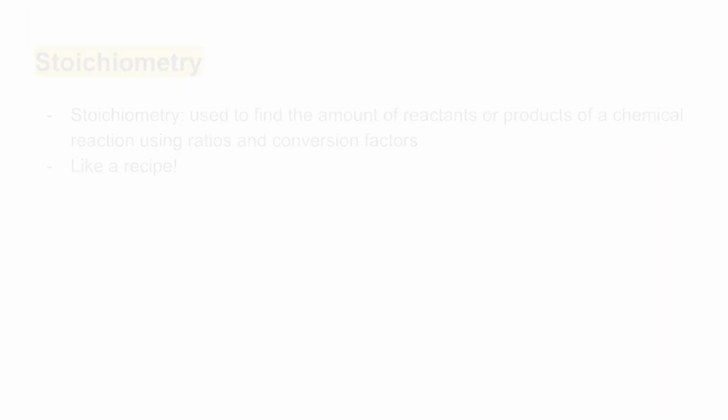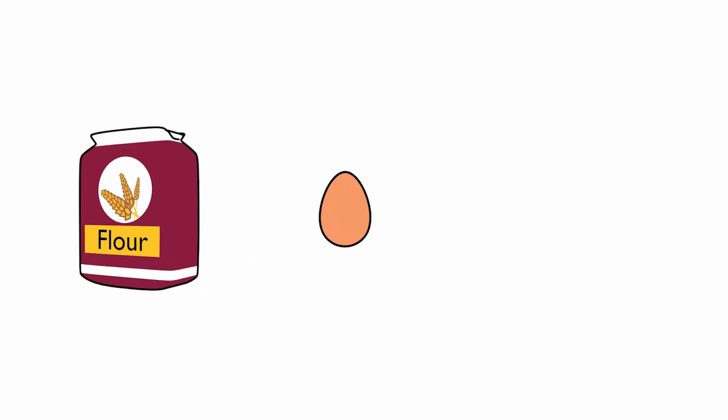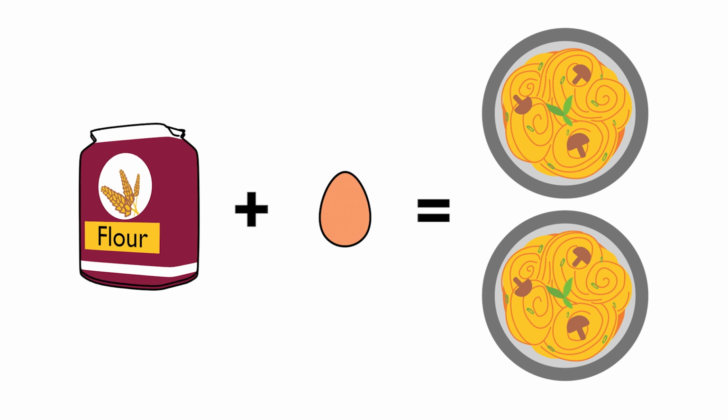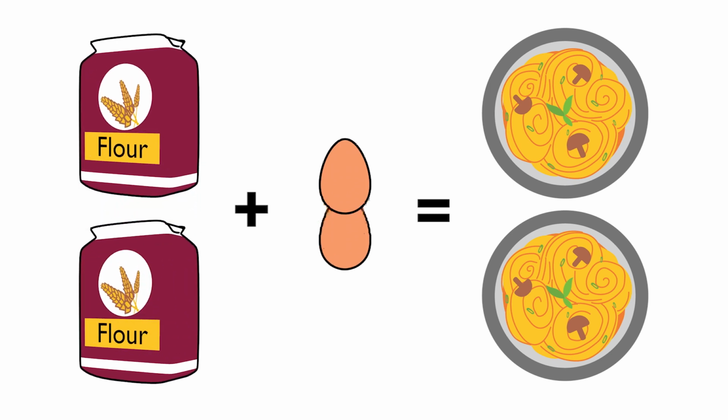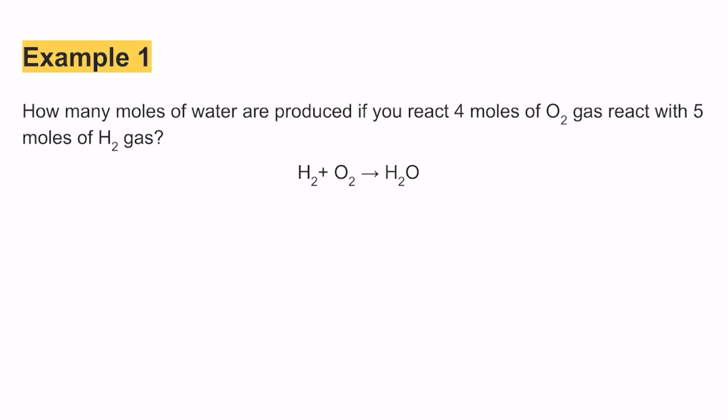For example, if my chemical equation was actually a recipe where I'm using 1 cup of flour and 1 egg to make 1 serving of pasta, I could adjust that recipe to make a different amount of servings. Say I wanted to make 2 servings of pasta. I could then use 2 cups of flour and 2 eggs instead. We do this all by using ratios and following the chemical equations. Let's go to an example problem.